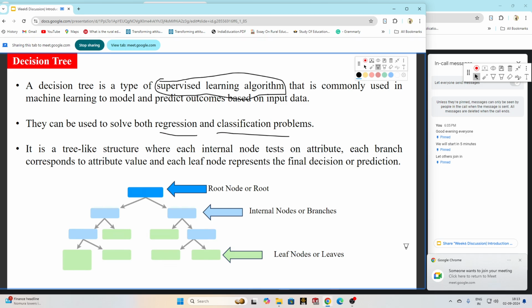No, sir. How can regression be done? Can you give a simple example?